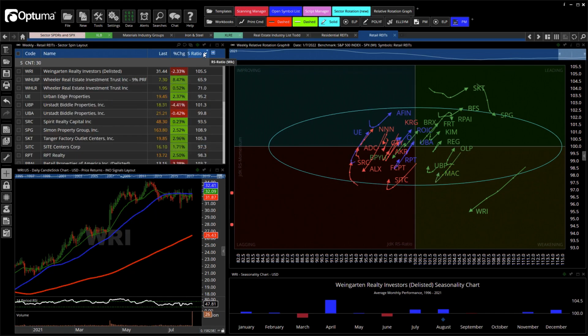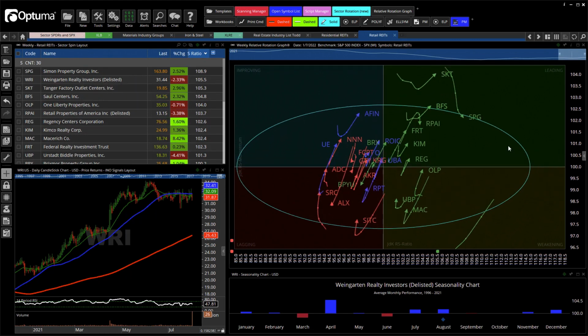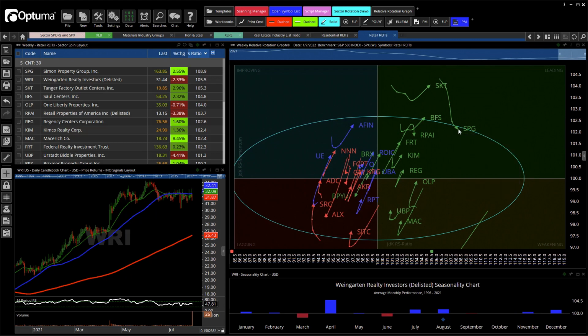Make it a little bit bigger. And sort these by relative strength. Simon Property Group. This is one of the ones that is the larger market caps, and I like that one. Simon Property Group is our leader in terms of relative strength. We've also got several others coming behind it.